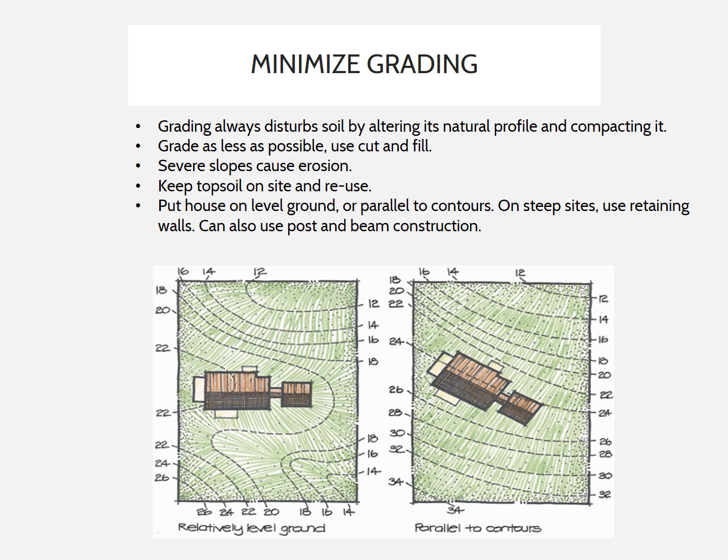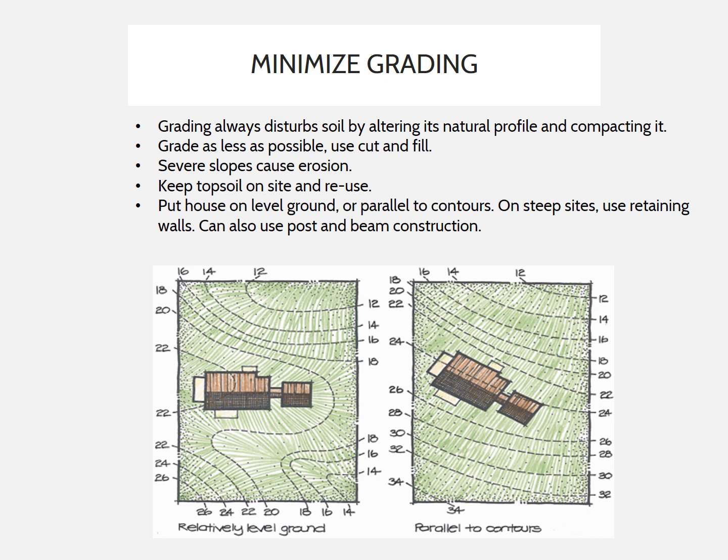If you're designing a house or a pergola or even something small like a shed, try and put it on level ground. If you can't, you always want to try and put it parallel to contours. On steep sites, you could use a retaining wall. You could also do post and beam construction so you don't have to disturb the soil.